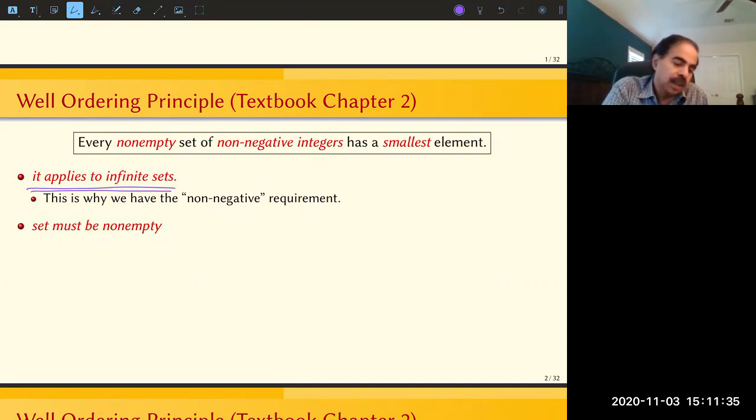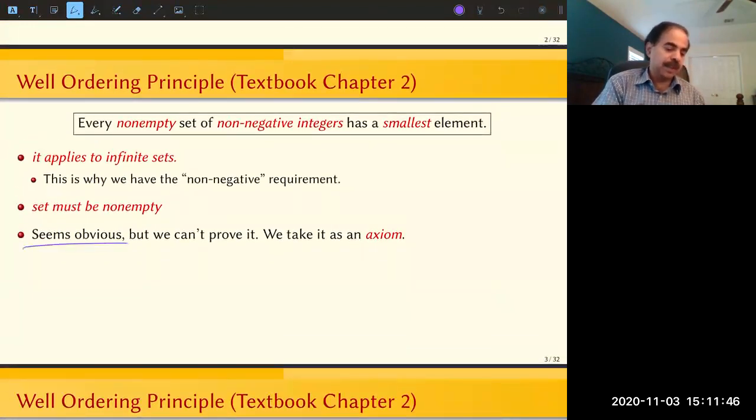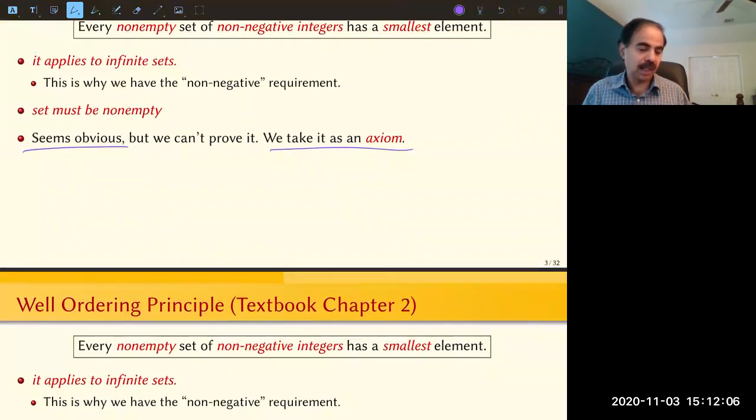So it applies to infinite sets, and of course the set must be non-empty, right? So an empty set obviously does not have a minimum element, right? So the principle seems obvious, but we lack any way to prove it. Okay, so we will take it as an axiom, right? So that's something that we believe to be true, and we will assume that it is in fact true.